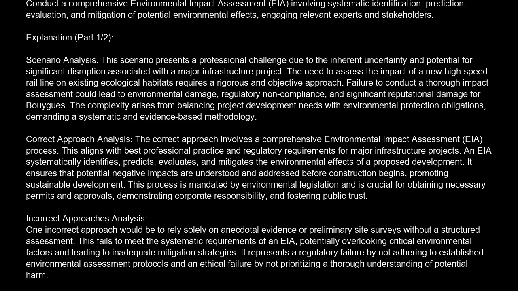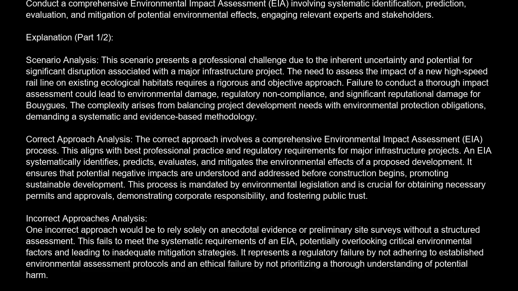Correct approach analysis. The correct approach involves a comprehensive environmental impact assessment (EIA) process. This aligns with best professional practice and regulatory requirements for major infrastructure projects. An EIA systematically identifies, predicts, evaluates, and mitigates the environmental effects of a proposed development. It ensures that potential negative impacts are understood and addressed before construction begins, promoting sustainable development. This process is mandated by environmental legislation and is crucial for obtaining necessary permits and approvals, demonstrating corporate responsibility, and fostering public trust.